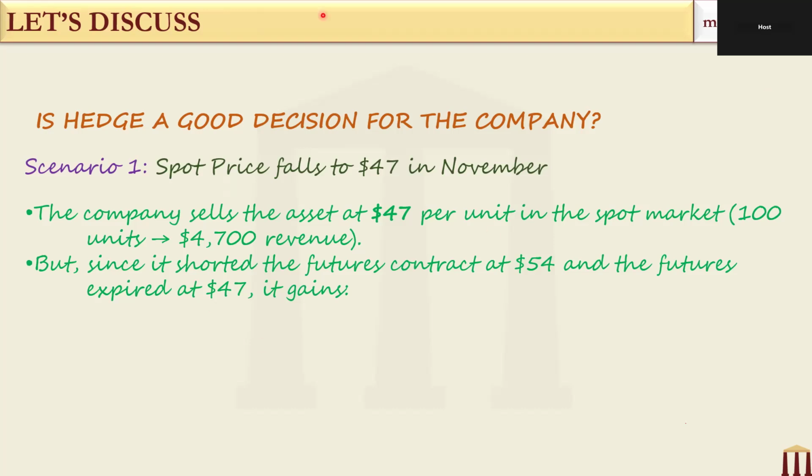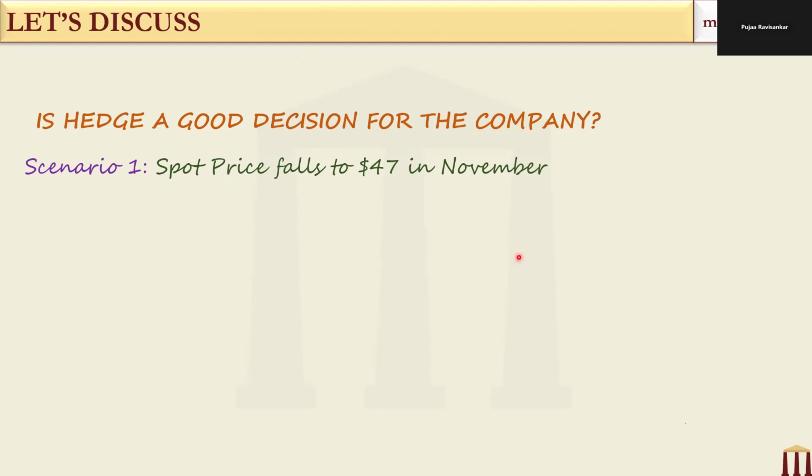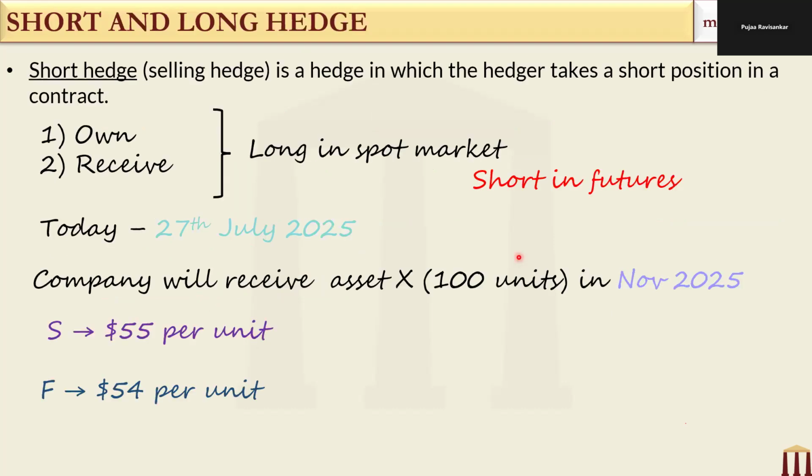Yes, Pooja Ravi Shankar, you have raised your hand. Please go ahead. Yes, sir. I just have a small doubt. Before scenario one, we were talking about the company having a long position in November 2025, correct? So it will receive an asset. So that is a long position in November 2025. It means today in July I have a naturally short position, right?